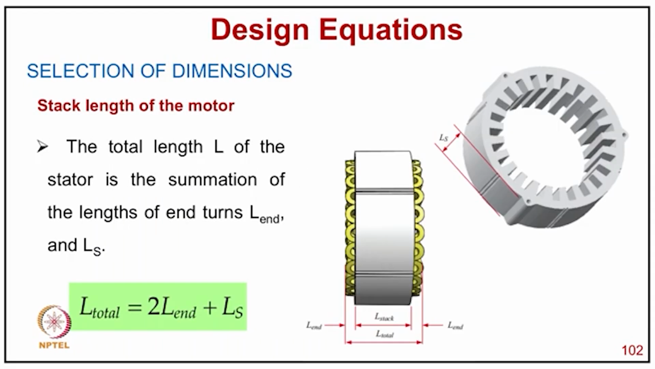Now the stator stack length of the motor: the total length of the stator is the summation of the length of end turns LE and LS. So L total equals 2 LE plus LS, as you can see here typically in the diagrams.